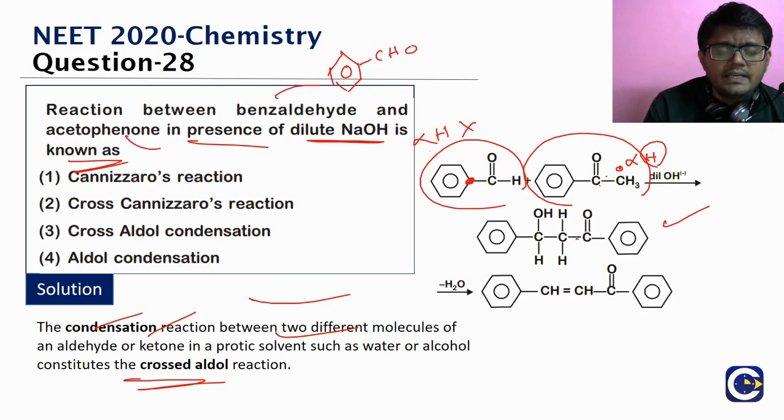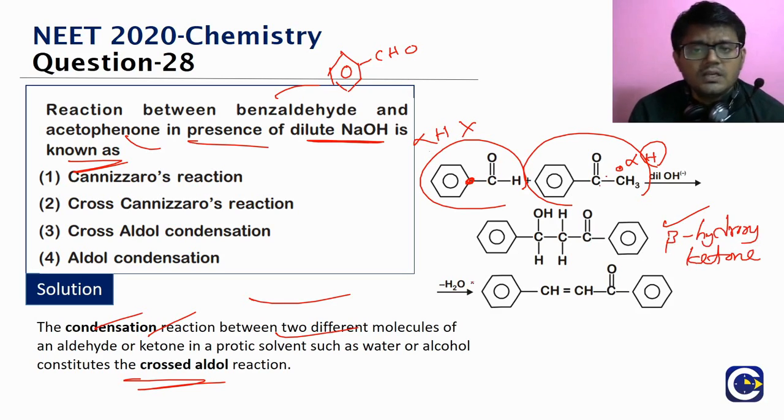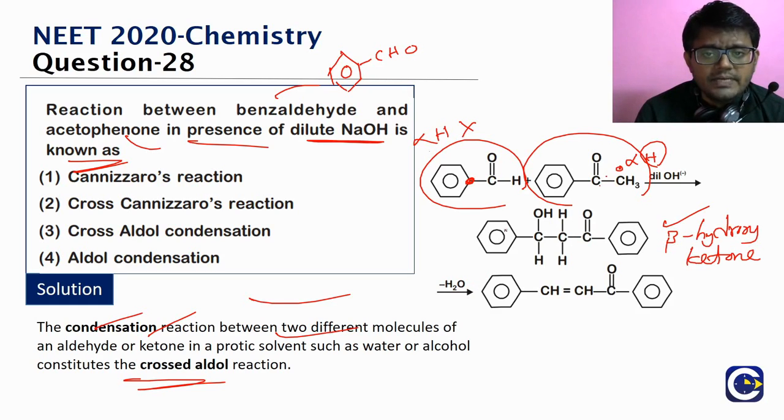First we will be getting a beta hydroxy ketone. Generally we get beta hydroxy aldehydes or beta hydroxy ketones. In this case, we are getting a beta hydroxy ketone. And this, on losing water, dehydration, we will be getting the conjugated structure of the double bond and the carbonyl double bond. So this is the final compound.